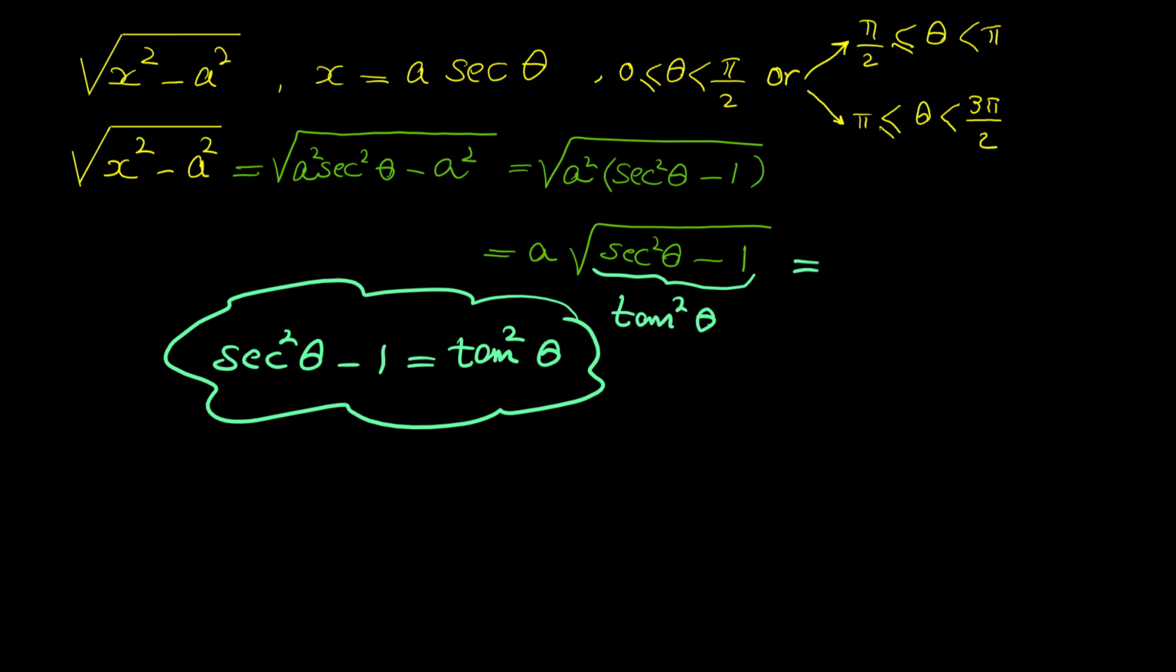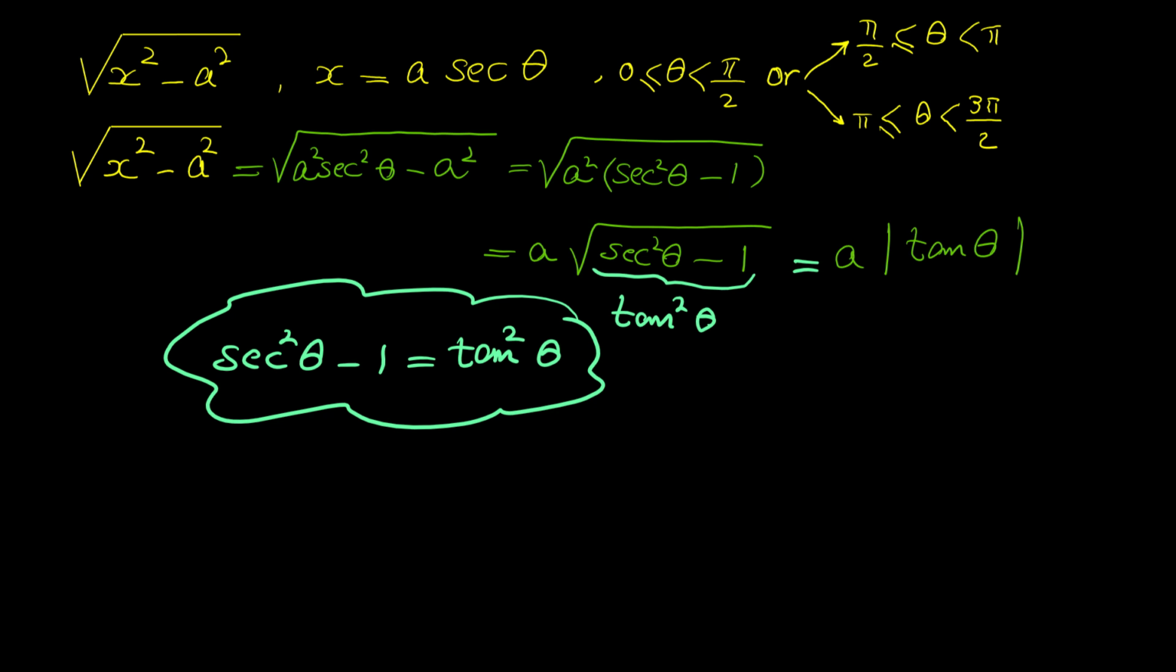What is the square root of tangent to the 2? The square root of tangent to the 2 is the absolute value of tangent theta. So this equals a times absolute value of tangent of theta. Why do we have to put absolute value for tangent of theta here? Because tangent, as we know, can be positive or negative, and when you take the square root of tangent to the 2, the answer needs an absolute value. Now please pay attention to these details.